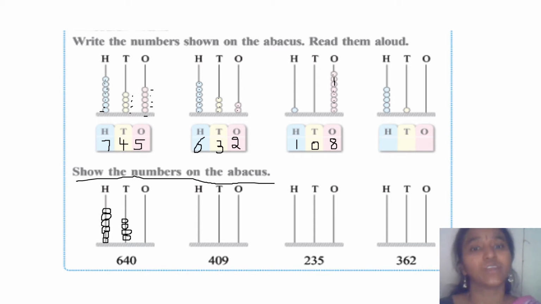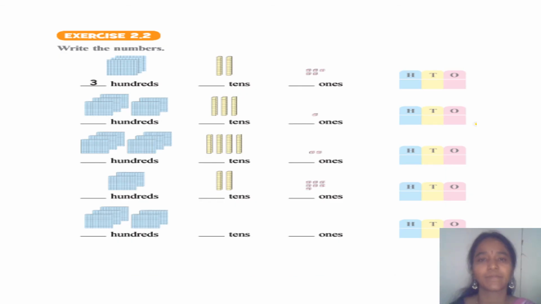Did they show the number on the abacus? Yes, no? You should show the remaining. These 3 are for your homework. Okay? Now, move to exercise 2.2, which is on page number 81 of your Pearl Sem 1 textbook.